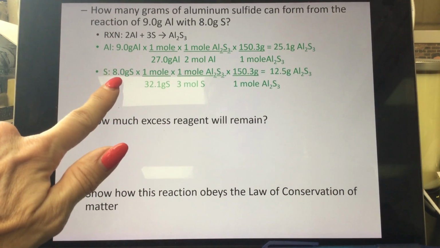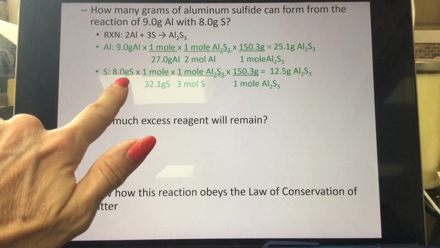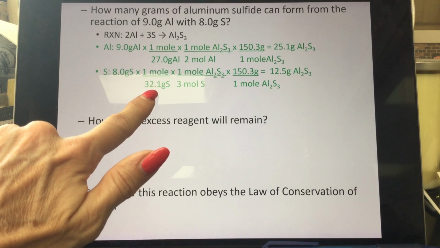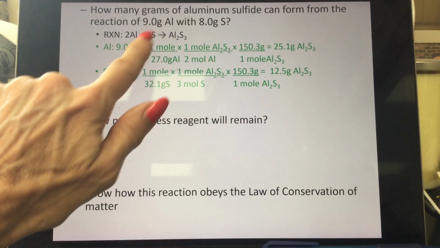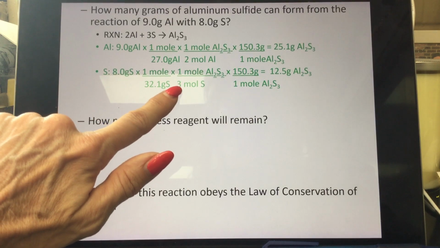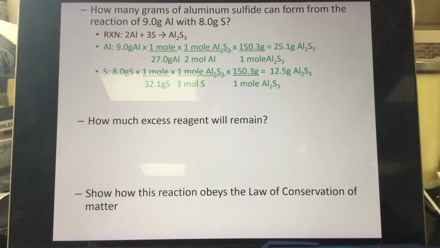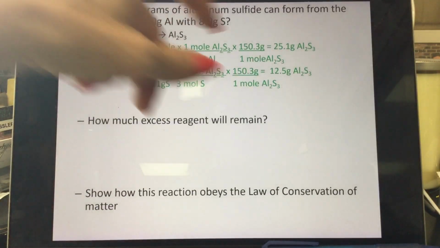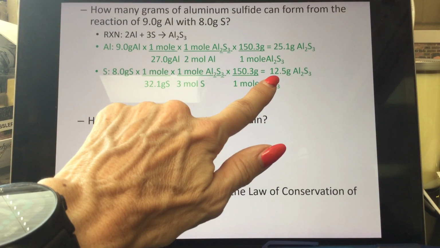starting with the 8 grams of sulfur. Again, since we're in grams, we're going to divide by sulfur's molar mass, and then do the mole ratio between the aluminum sulfide and the sulfur. So we have 1 mole of aluminum sulfide over 3 moles of sulfur. And again, I'm carrying it all the way out to grams of product, so multiply by aluminum sulfide's molar mass. And as you can see, the sulfur is only going to produce 12.5 grams of product.